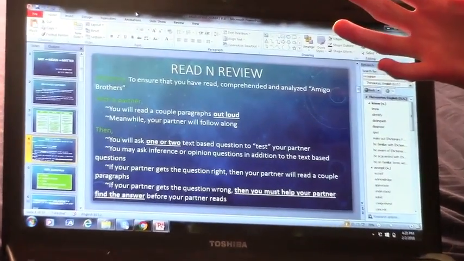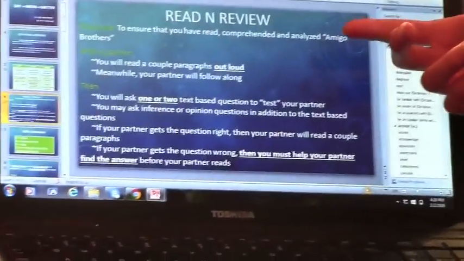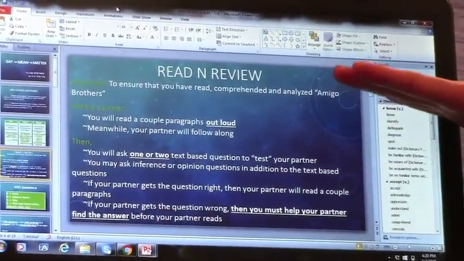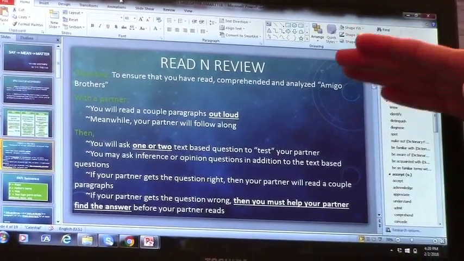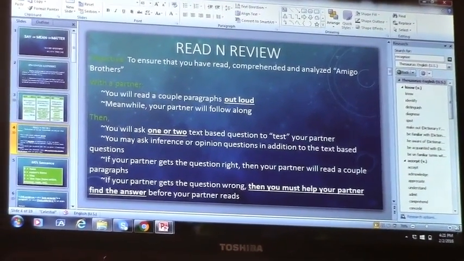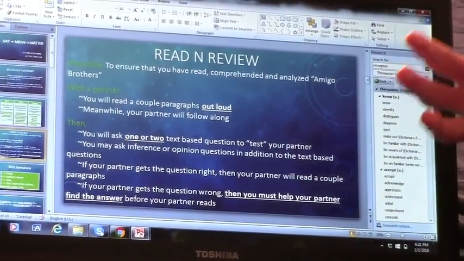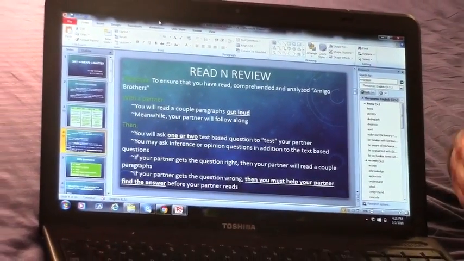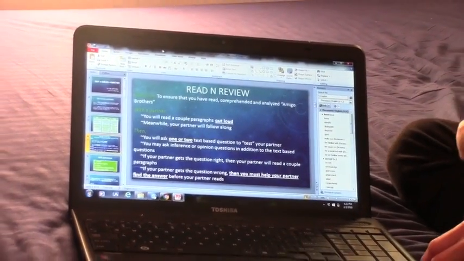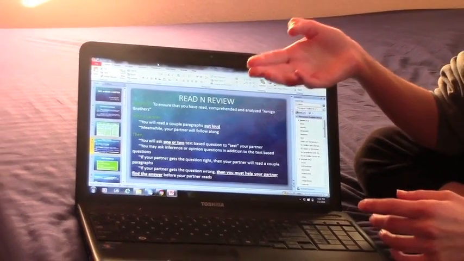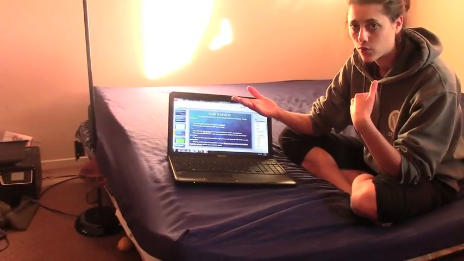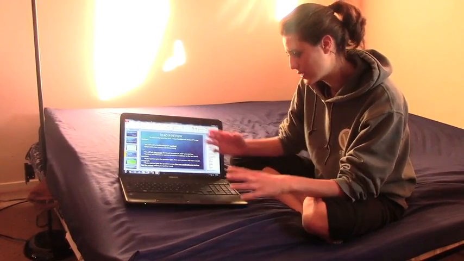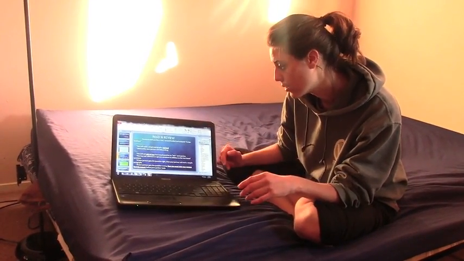Another activity that I do with the students is something called read and review. So essentially here I just wrote out the directions. The objective is to ensure that the student has read, comprehended, and analyzed the short story Amigo Brothers. With a partner, they are to read a section and then quiz their partner, asking a text-based question. And then once the partner knows the answer, they can switch roles. So they do this for the duration of the story, or if I just want them to look at a specific scene, they'll do it just for that specific part in the short story.